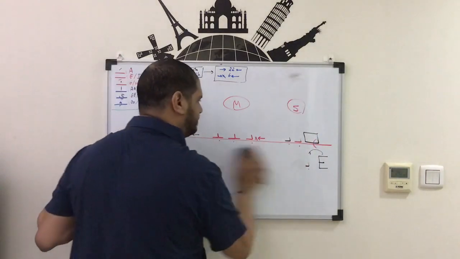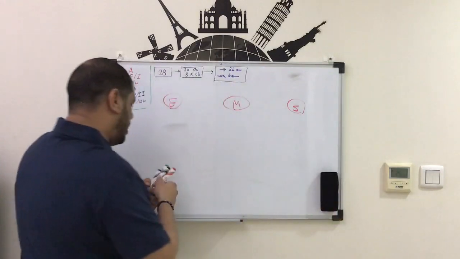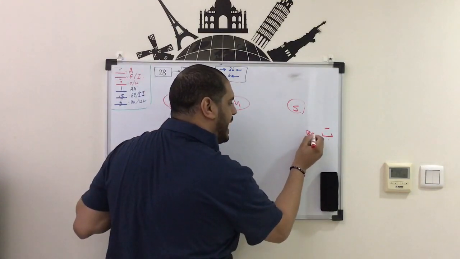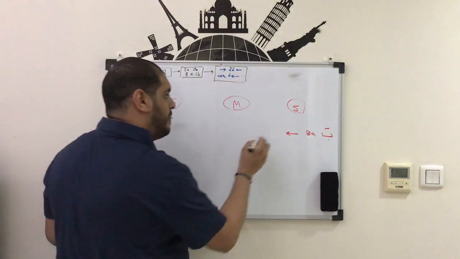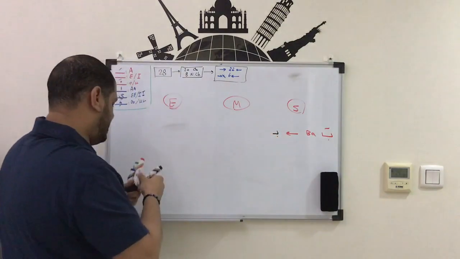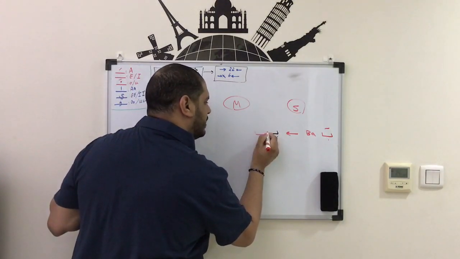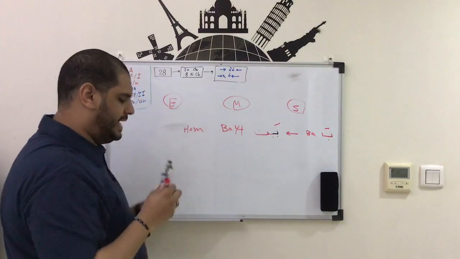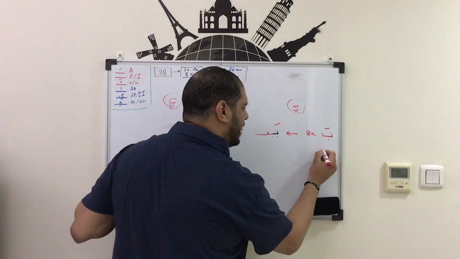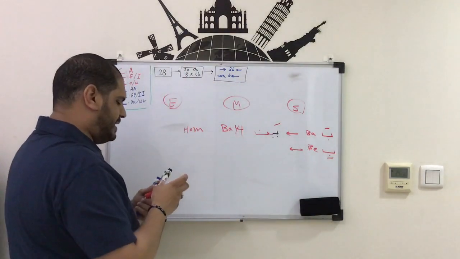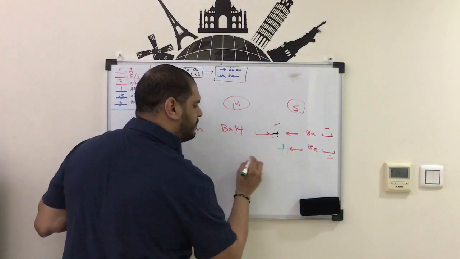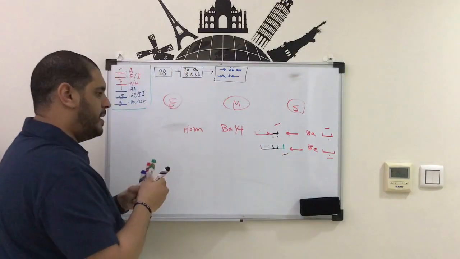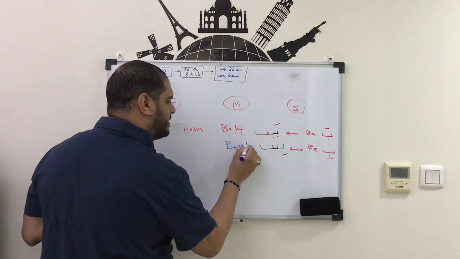Okay, let's have examples. Letter ba with short vowel a, ba, will be what? Like this, and connect like this. Bait, bait means home. How about the short vowel below? It will be bi, correct? Let's see, at the beginning. Bint, bint means girl.